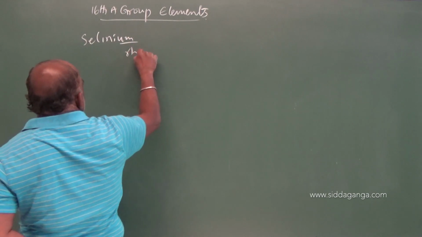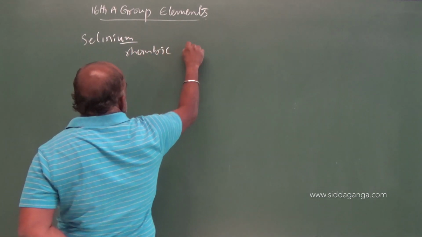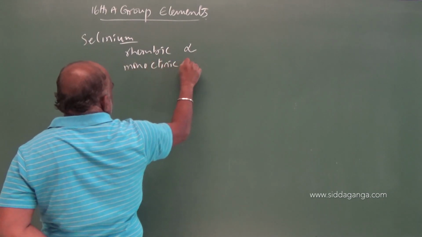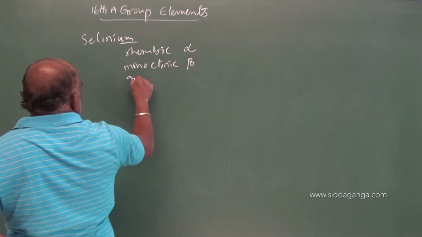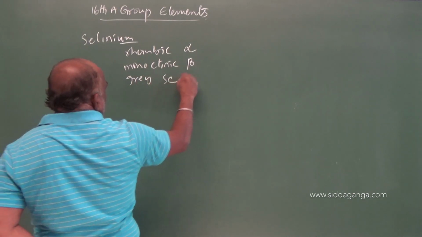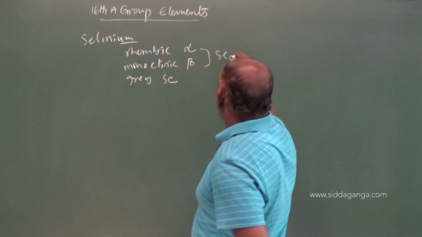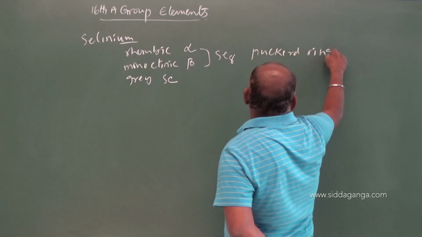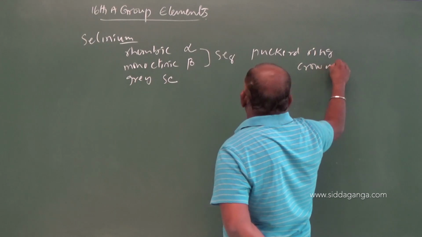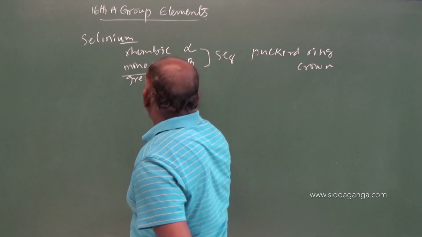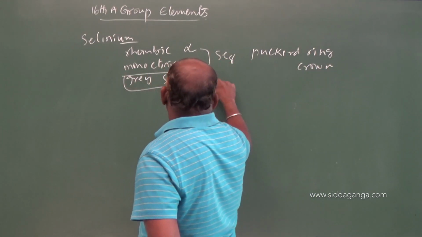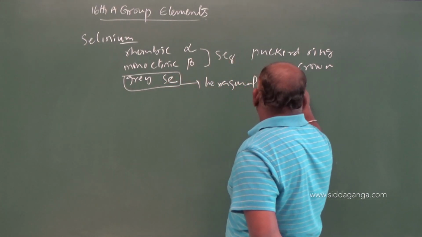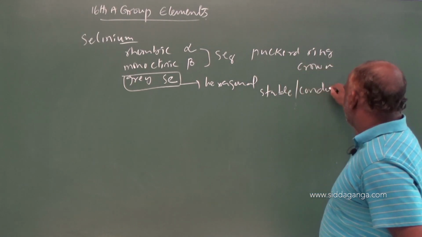One is rhombic selenium, it is alpha. The second one is monoclinic selenium, beta, and the third one is grey selenium. So alpha and beta contain Se8 puckered rings, just like a crown shape. And the grey selenium is hexagonal, and it is stable, and it conducts electricity.